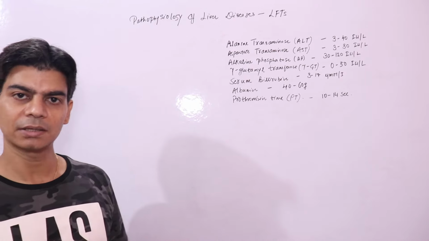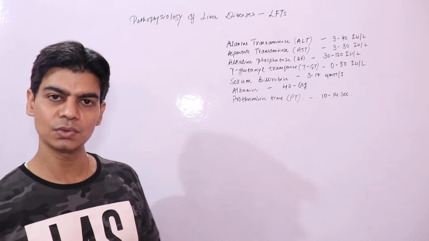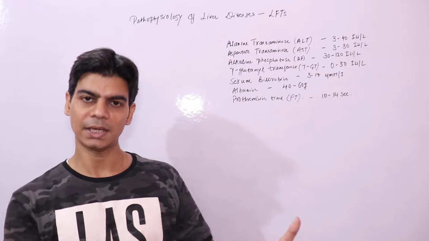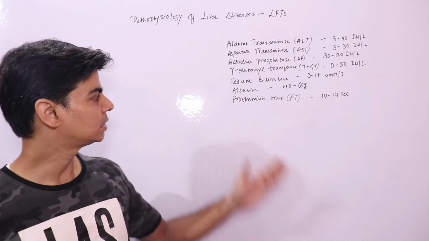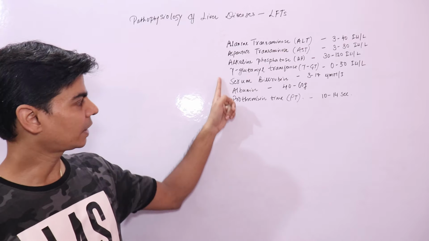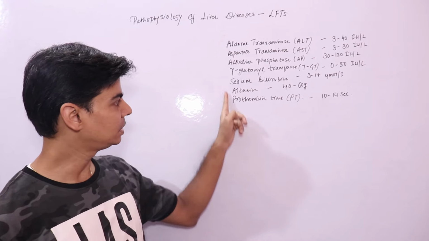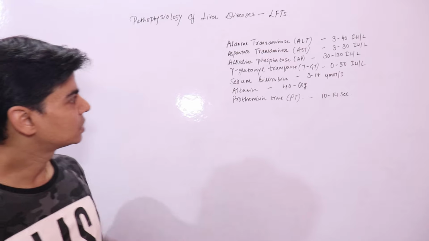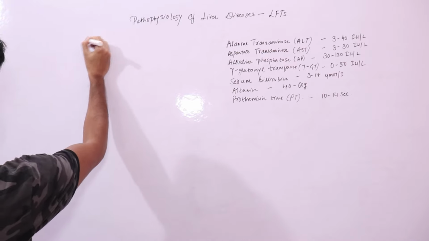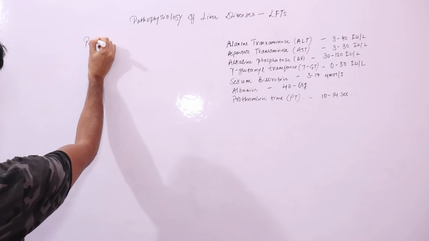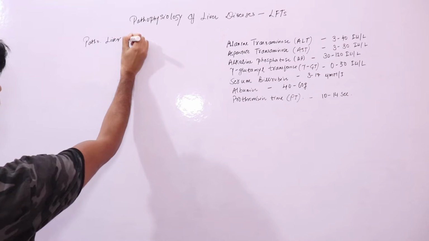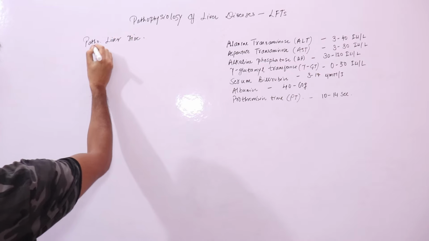And any synthetic issues, we know that the liver, as I discussed a moment back, synthesizes albumin and your coagulation factors, so these two would be affected. So let's go one by one. Let's look into the pathophysiology, and we'll look at both together. Pathophysiology of liver disease.